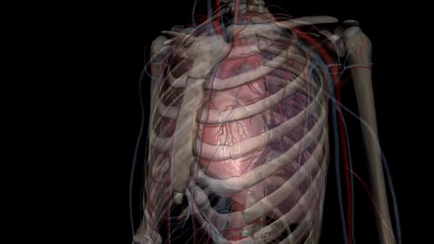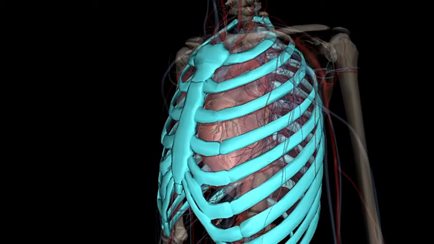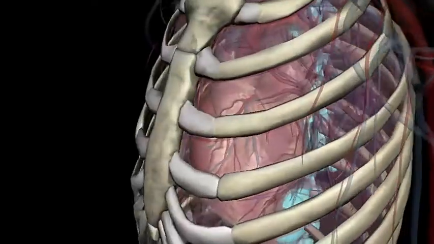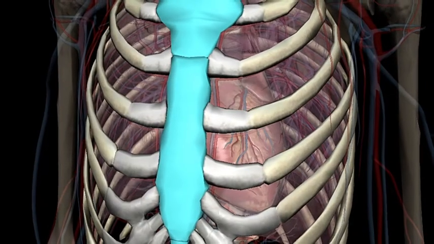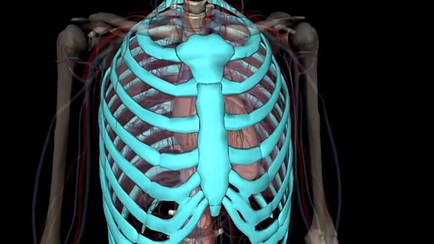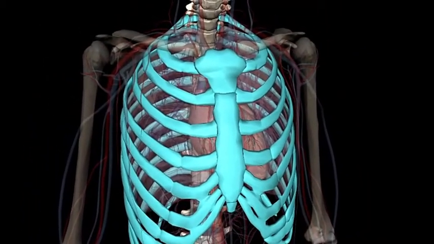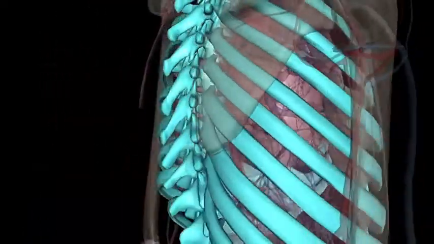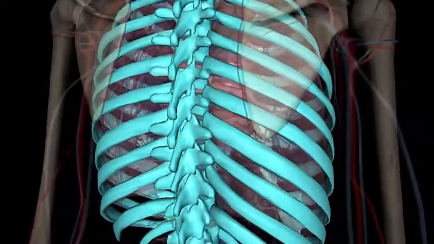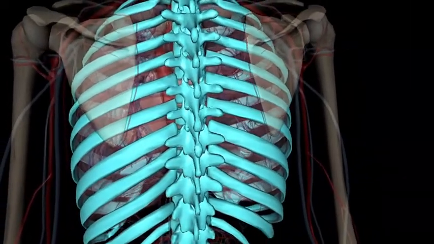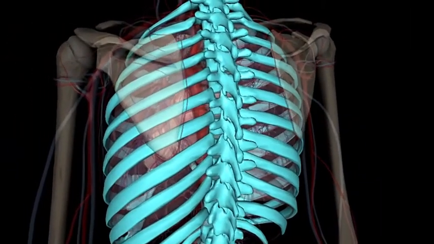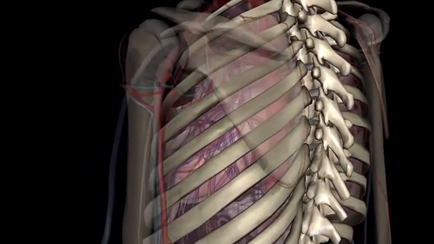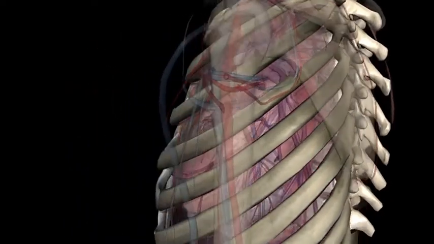The thoracic cavity's skeletal structure includes the ribs, the spinal column, and the sternum. Together, the sternum and the ribs form the anterior, or front, of the thoracic cavity. The spinal column and the back of the rib cage form the posterior, or the back, of the thoracic cavity. These structures of the thoracic cavity form a protective cage known as the thoracic cage that encloses the heart and lungs.